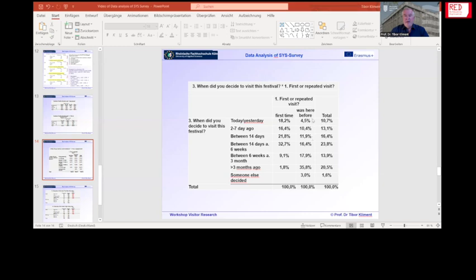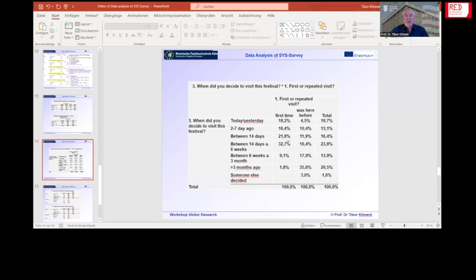So here, what can you see? The regular visitors already plan their visit to the festival very much in advance. Almost 36% planned this more than 3 months ago. 18% between 6 weeks and 3 months, and others between 14 days and 6 weeks. So completely different is it when you look at the first-time visitors.